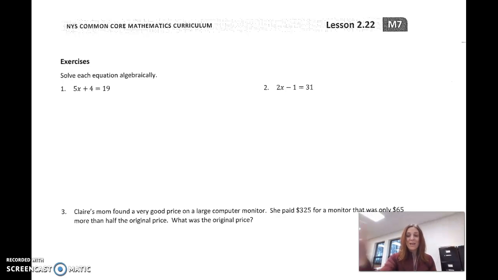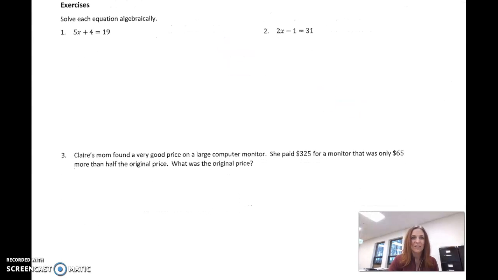All right, now that we have practiced our steps or learned our steps for solving two-step equations, let's practice them. Okay, so just to solve each equation algebraically. Okay, and it is really important. I know it's going to be hard to do your homework, but it's really important that I see your work to the best of your ability.